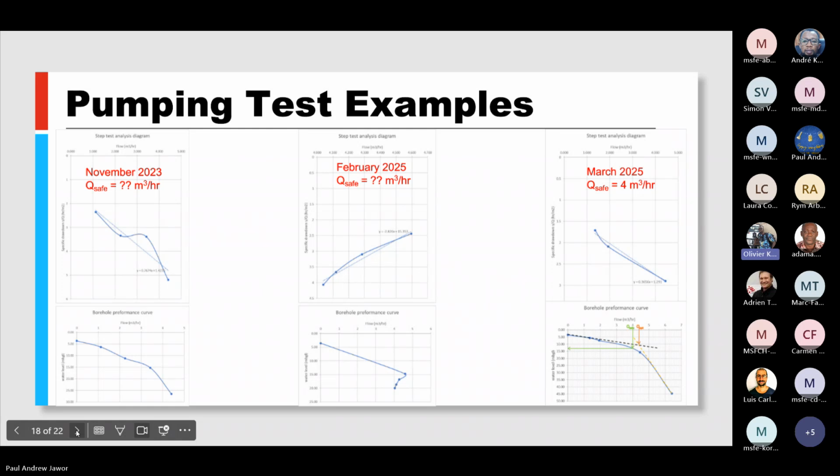This is for the same borehole, and generally for all of the pump tests which we carry out on this borehole, the curve which you have below, the borehole performance curve, should always, when we do the step drawdown test, try to have this shape.